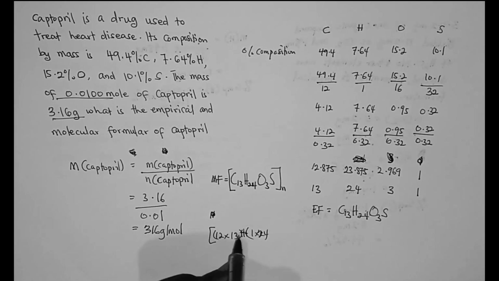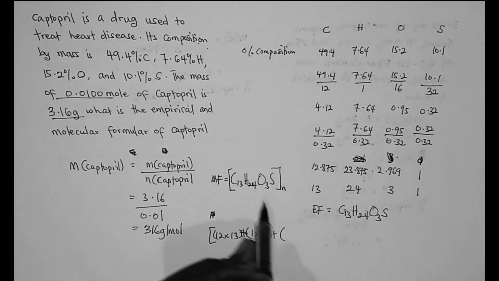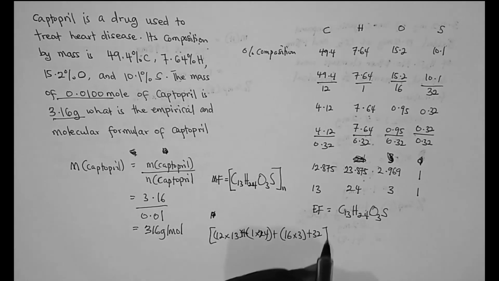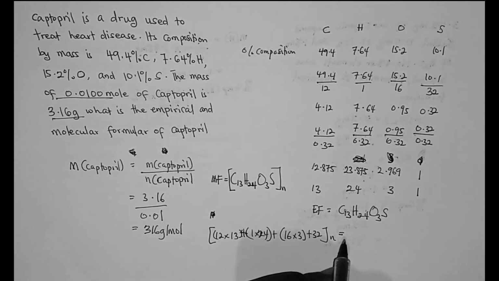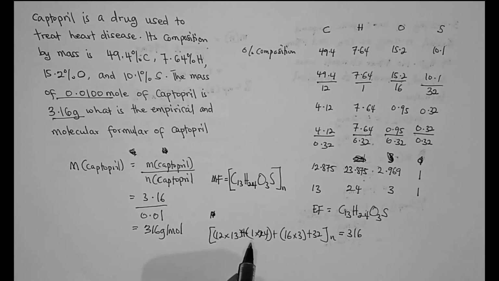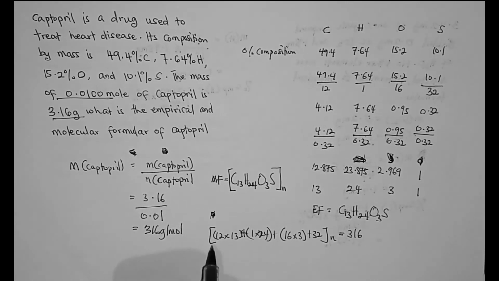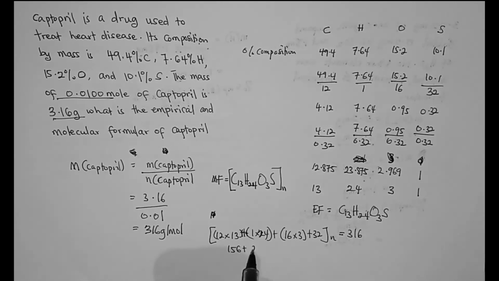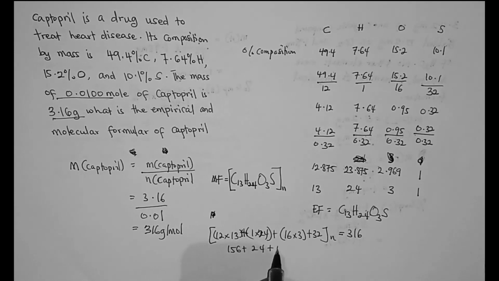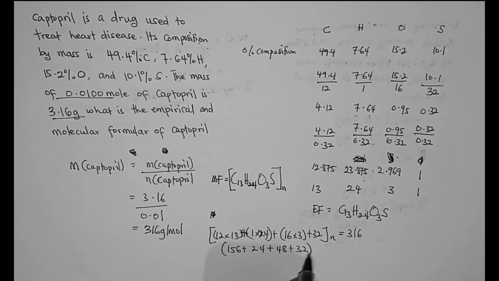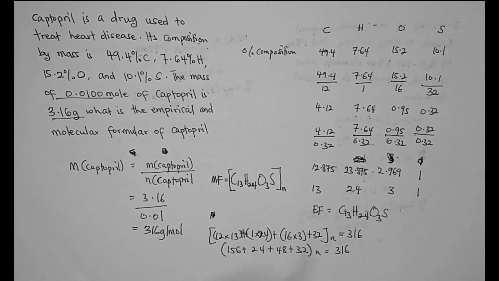So plus 1 times 24, plus oxygen is 16 times 3, and plus sulfur is 32, and times n is equal to 316 grams per mole. So in summation, this is equal to 12 times 13 is 156, plus 1 times 24 is 24, plus 16 times 3 is 48, plus 32. All of this multiplied by n equals 316.